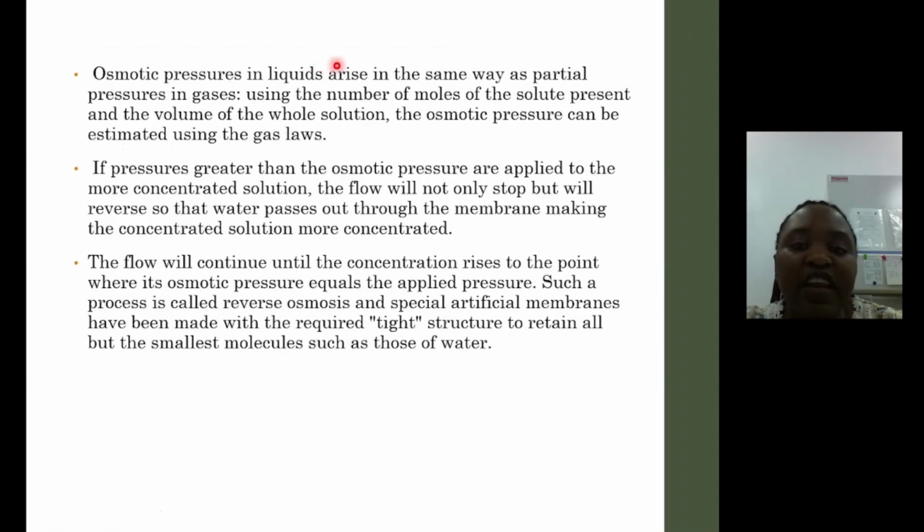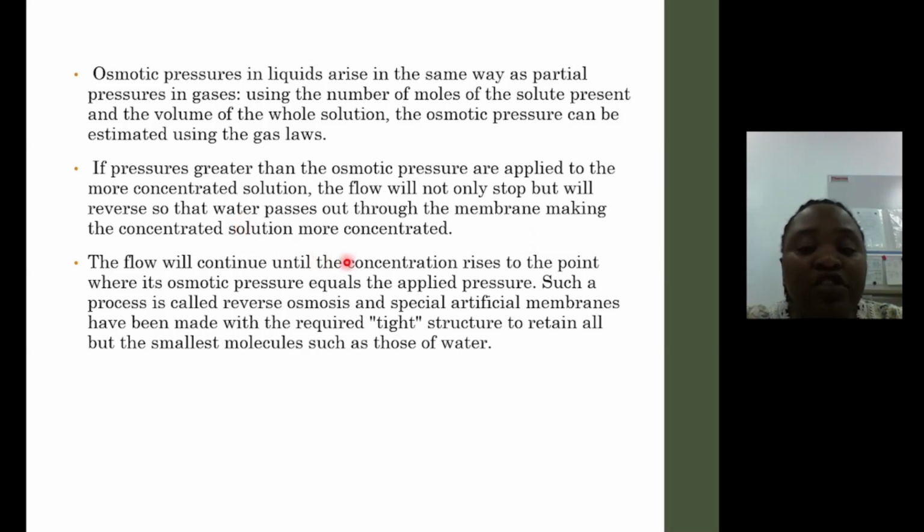The osmotic pressure in liquids arises in the same way as partial pressures in gases, using the number of moles of the solute present and the volume of the whole solution. The osmotic pressure can be estimated using what we call the gas laws. If pressures greater than the osmotic pressure are applied to the more concentrated solution, the flow will not only stop but will reverse, so that now the water passes out through the membrane, making the concentrated solution even more concentrated. This is the reverse of what actually happens normally.